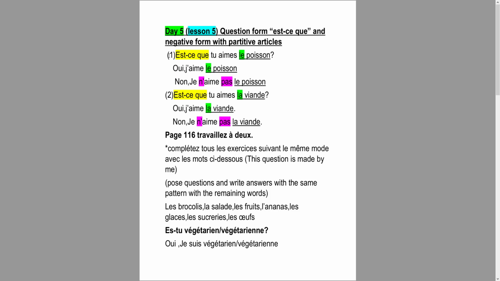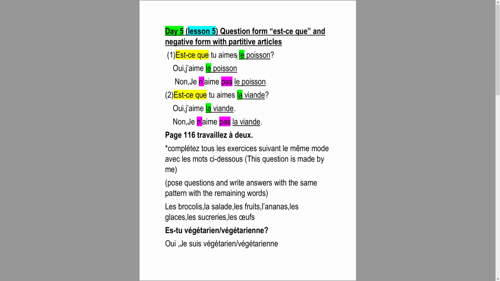Look at this first one. Est-ce que tu aimes le poisson? Tu aimes le poisson means you like fish. Remember, when we say that you like something, you love something, you hate something, in the English language we don't have any article. I like fish, I like chocolate, I like strawberry. We don't use any article. But in French, we use the definite article. It's a major difference between English usage and French usage.